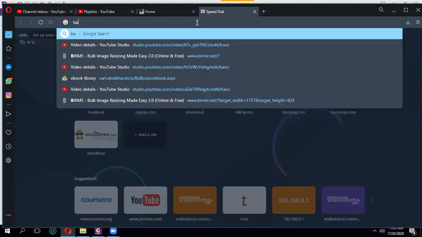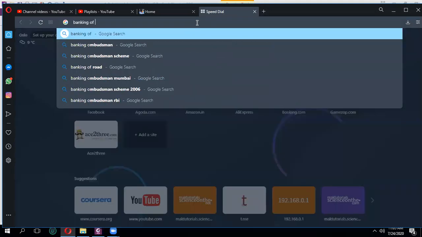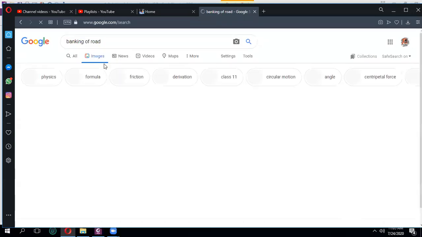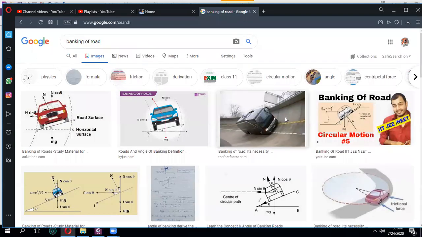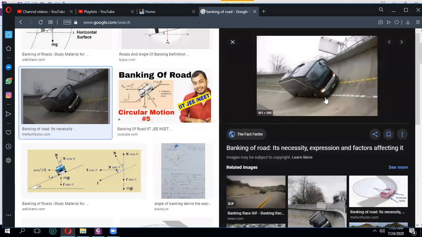Banking of road, banking of road. Actually, a banking road is visible in this picture. I hope you understand. Sir, racing track is used for racing, right? Then why are they making this type of road?